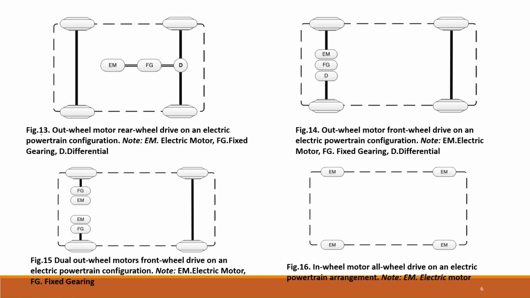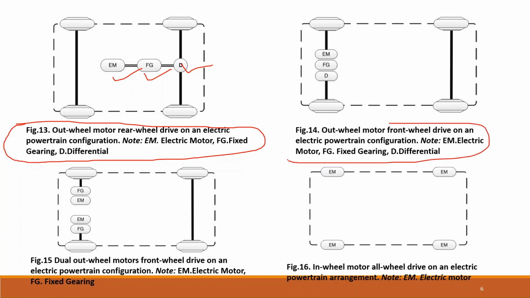So, this particular Figure 13 shows an out-wheel motor rear-wheel drive electric powertrain configuration. So this is the differential, this is the fixed gear, this is the electric motor. Figure 14 basically shows the configuration of an out-wheel motor front-wheel drive electric powertrain. So the electric motor, the fixed gear and the differential, they are all mounted on the front wheels.